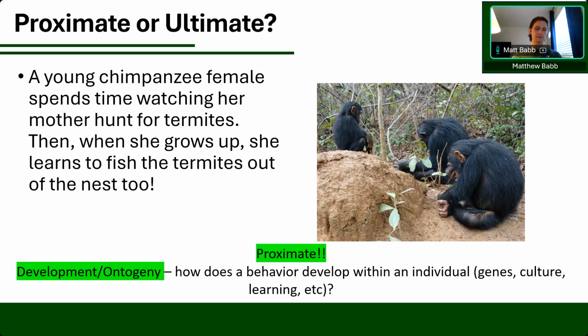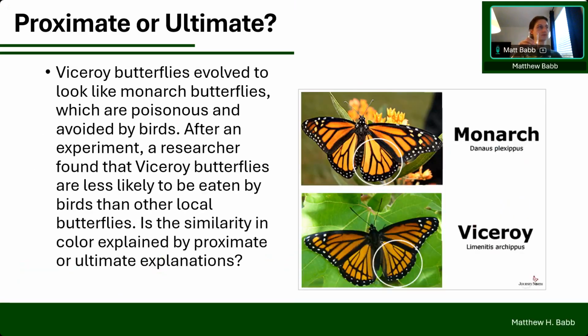All right, next example. Viceroy butterflies evolved to look like monarch butterflies, which are poisonous and often avoided by birds. After an experiment, a researcher found that viceroy butterflies are less likely to be eaten by birds than other butterflies in the same area. Is the similarity in color explained by proximate or ultimate explanations? I'll give you guys a couple seconds here to think about this one.